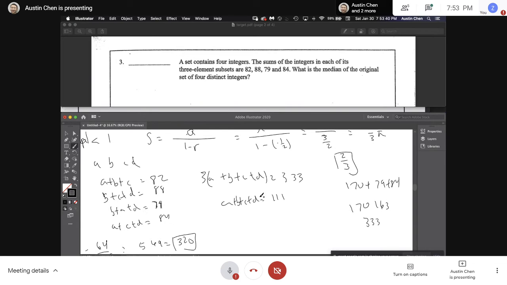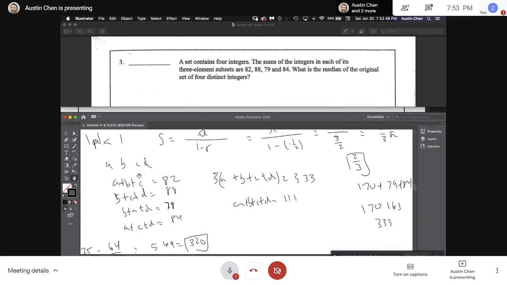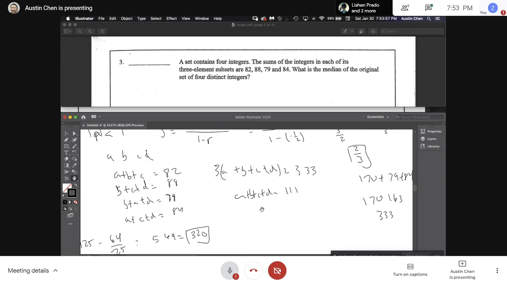Then you can use a plus b plus c plus d to find each of the values of a, b, c, and d, because each of these was the sum of 3 variables, and this is the sum of 4 variables. So you can subtract one of these, and you'll get the variable that is missing.